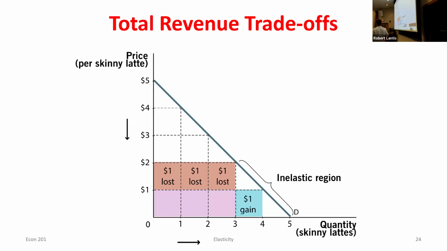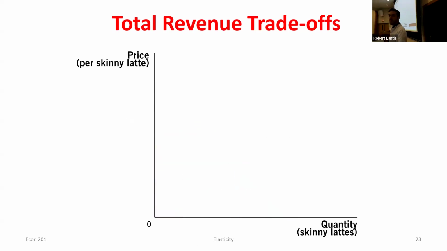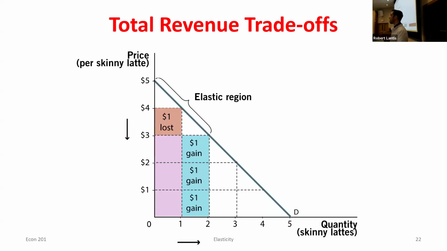So, just another visual representation to think about how the elasticity of our demand curve works: if I lower the price, it has completely opposite effects. When I'm on the inelastic portion, lowering the price will decrease my total revenues, whereas when I was on the elastic portion, it was increasing my total revenues.